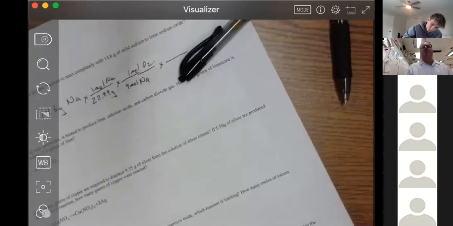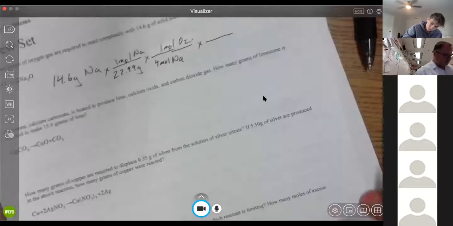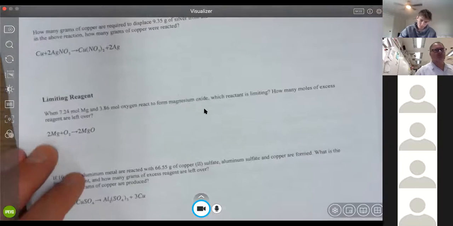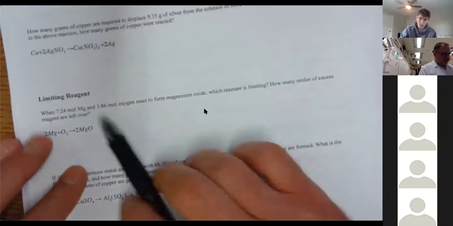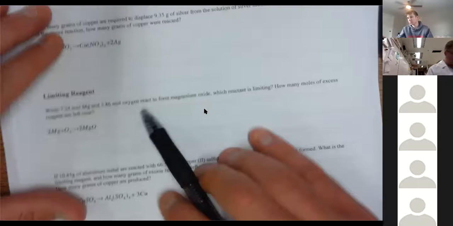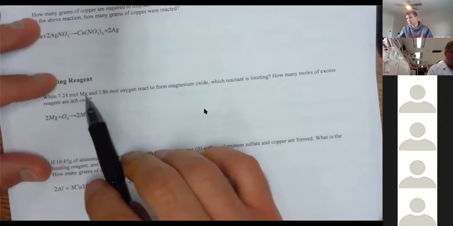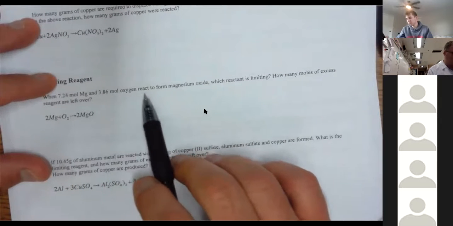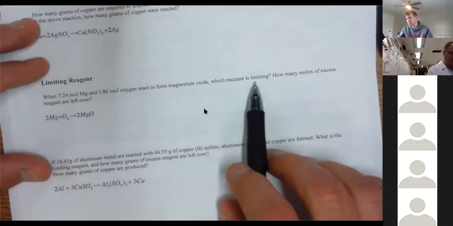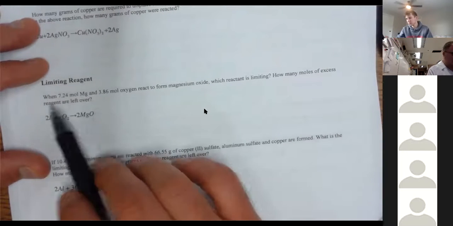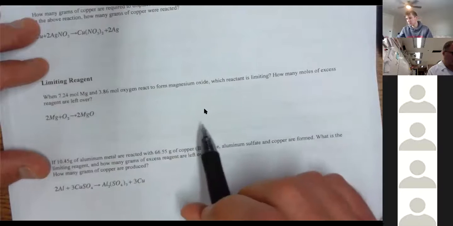Cool. All right, I'm going to do a few of these problems. I'm going to do one of these limiting reagent ones. This is on the review guide. So let's take a look. Limiting reagent. When 7.24 moles of magnesium and 3.86 moles of oxygen react to form magnesium oxide, which reactant is limiting? How many moles of excess reagent are left over? Oh, you are a hard one.